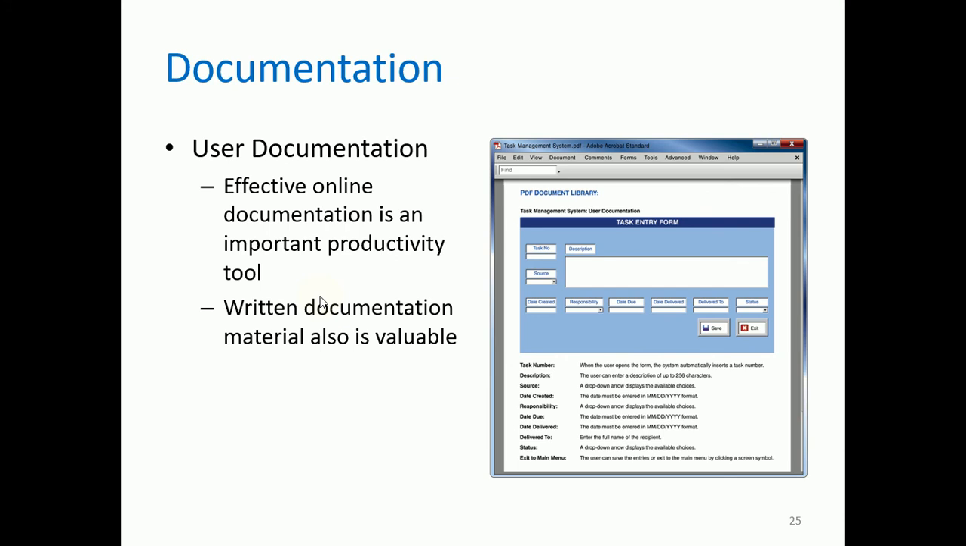Okay, for user documentation, you can deliver it online. Effective online documentation is an important productivity tool. Written documentation material is also valuable if the customer prefers a printed user manual rather than the online documentation.